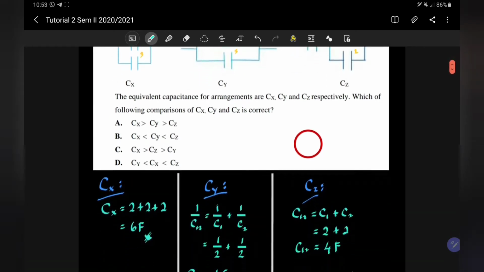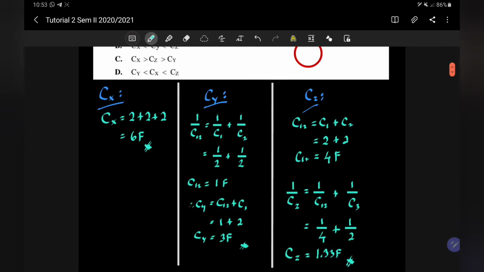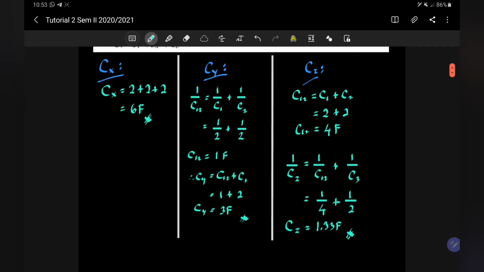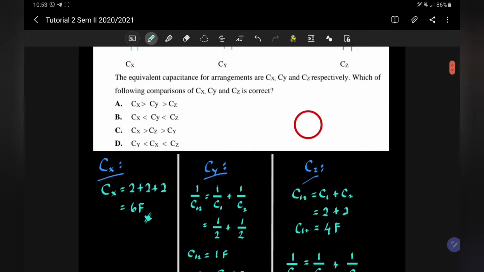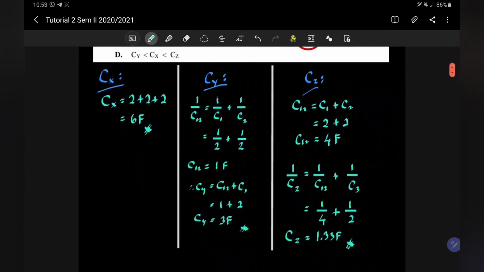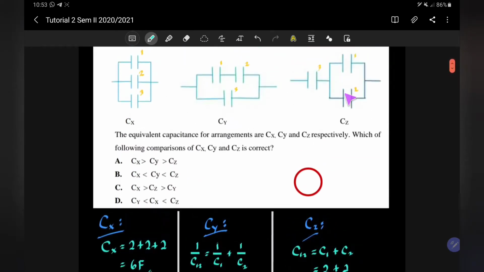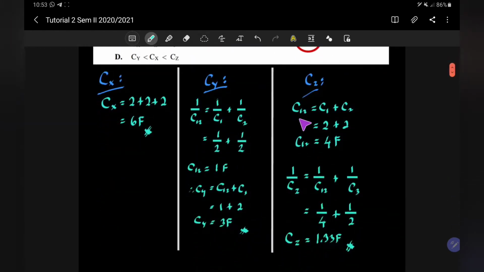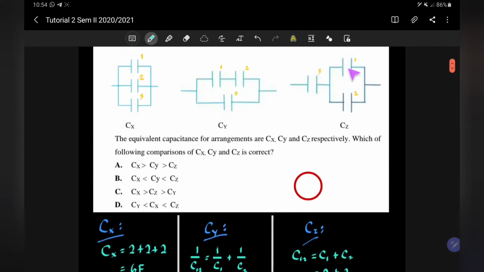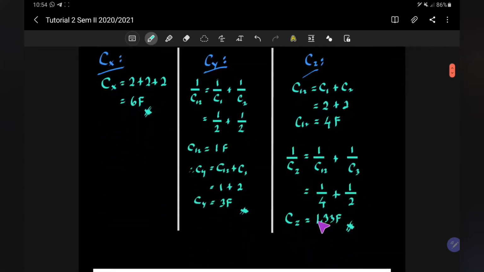Based on that, we calculate the equivalent capacitance. Remember, equivalent capacitance, total capacitance, and net capacitance are the same. For the first one, under parallel arrangement, this is how we calculate the total capacitance. For the second, we calculate 1 and 2 first, which are arranged in series, so we get 1 over this, and then 1, 2, and 3 are arranged in parallel. This is how we calculate the equivalent capacitance. For the third arrangement, we settle 1 and 2 first, which are in parallel, and then 1, 2, and 3 are arranged in series. So you will get 1.33 farad.